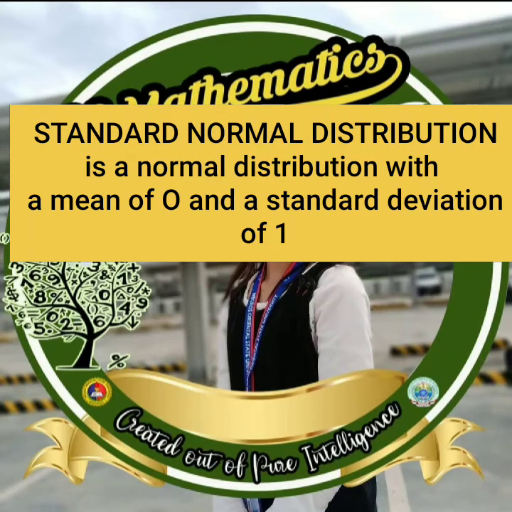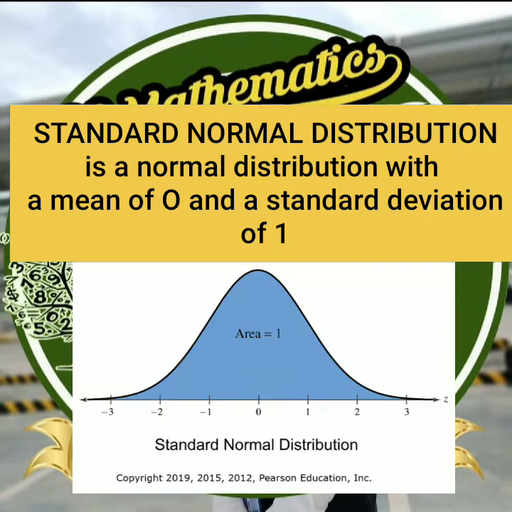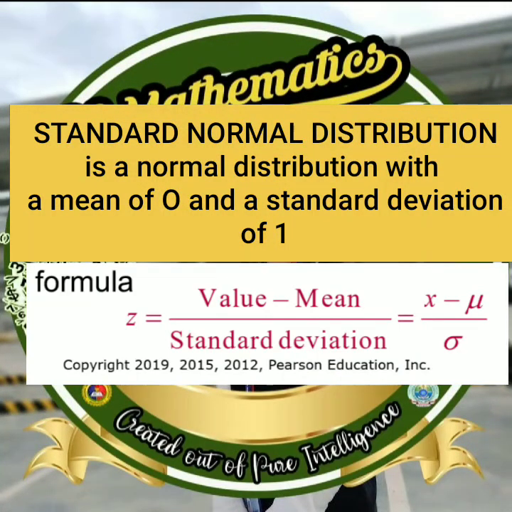Standard normal distribution is a normal distribution with a mean of 0 and a standard deviation of 1. The total area under its normal curve is 1. Any x value can be transformed into a z-score by using this formula. Z is equal to value minus mean all over standard deviation.